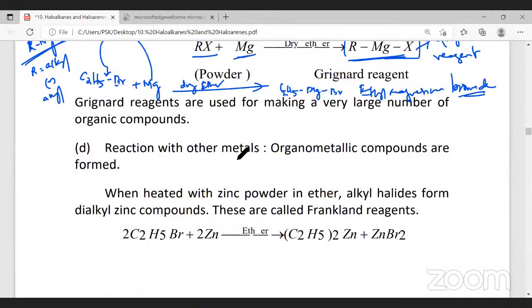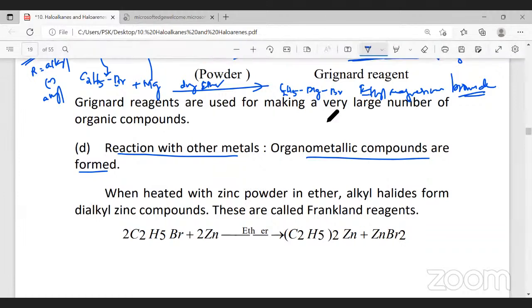Reaction with other metals: organometallic compounds are formed. What are organometallic compounds? Whenever a metal is directly bonded to the carbon atom of the organic group, it is called an organometallic compound. An example is C2H5MgBr. Grignard reagent is an example because you can see magnesium is directly bonded to carbon. Therefore, it is an example of organometallic compounds.